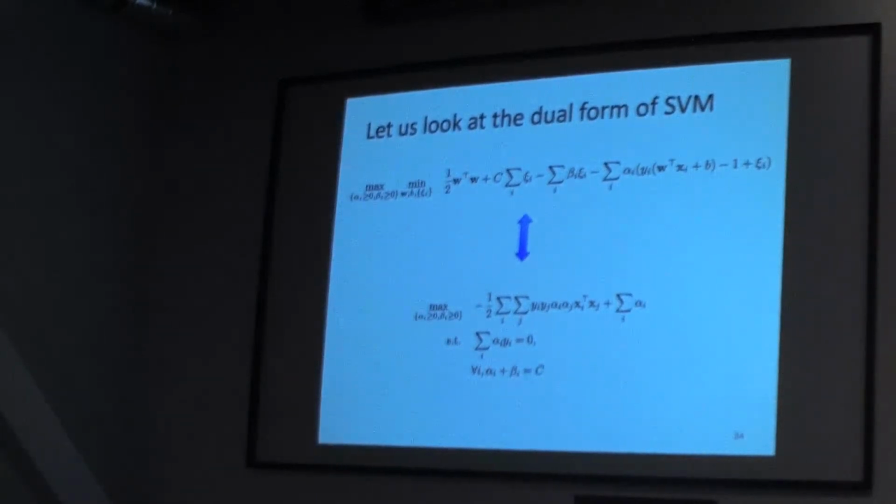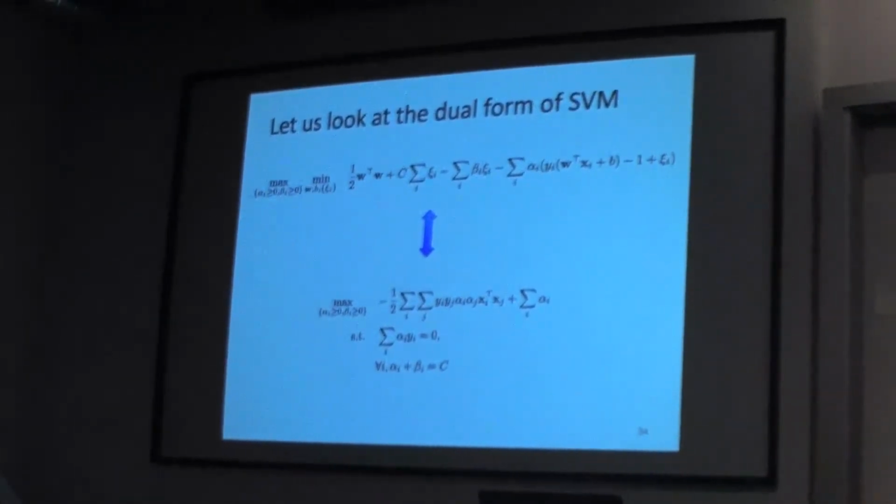Any questions so far? Or is everyone comfortable with this? It's just the application of these operations: calculate the gradient and solve for it to be 0.